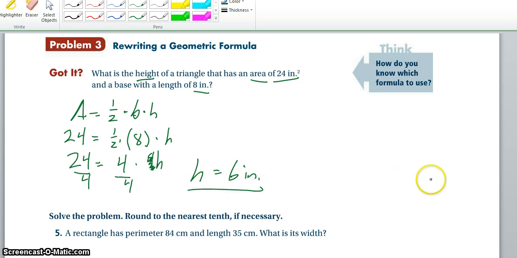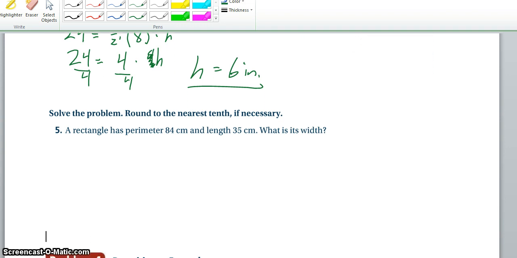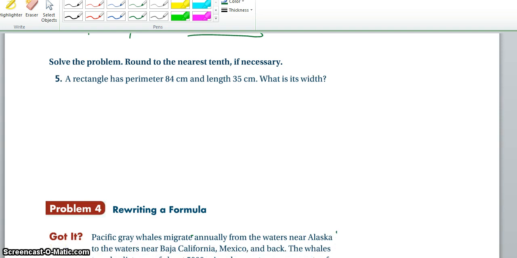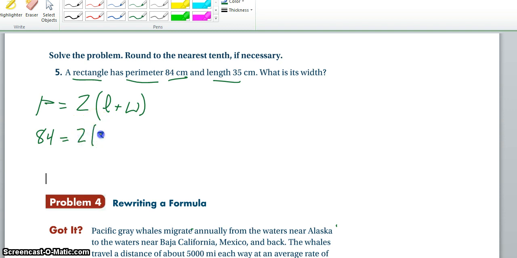Now if we move down to the next problem, if you did not pause the last one and try to solve it, you should try to pause and solve this one. We know the perimeter and we know the length and we know that it's a rectangle. So since I know that a rectangle has two pairs of matching sides, I know that the perimeter is 2 times the length plus the width, or whatever two measurements of it you want to use. We're given that the perimeter is 84 and that the length is 35.